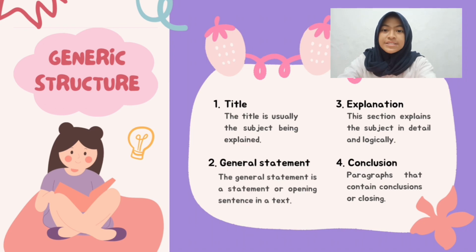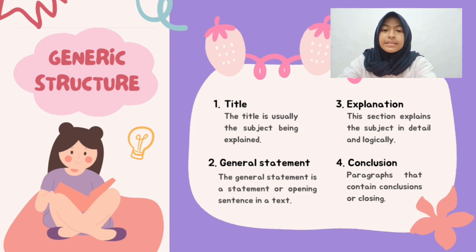Explanation text has the following structure: title, general statement, explanation, and conclusion. First is the title. The title of each explanation text is usually the subject being explained. In writing a title, you don't need to write it long-winded. You only need to provide a short one that matches the content of the article.